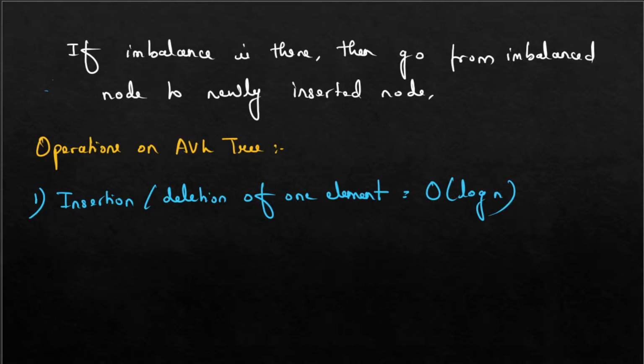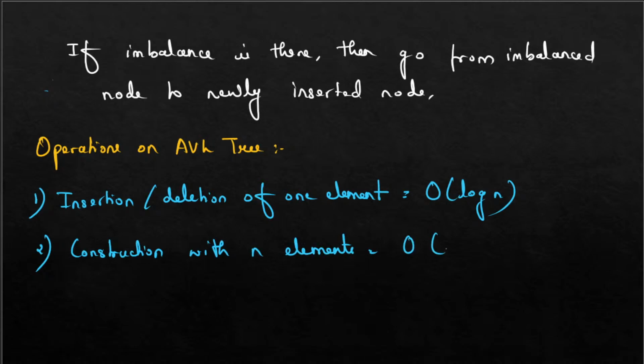Now if we have construction with n elements, let's see this. Construction with n elements, which is big O of n log n. Yeah, this is the example which I was talking about. We have discussed one element. What if n elements come? Here simply multiply it by n, so that will be n log n.